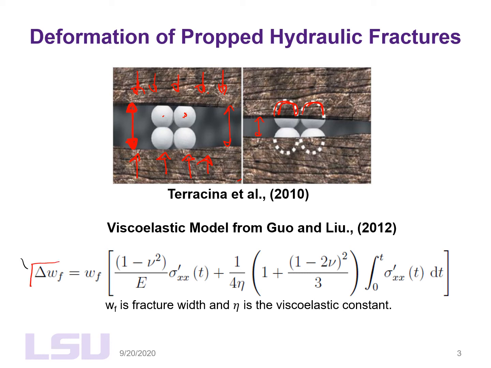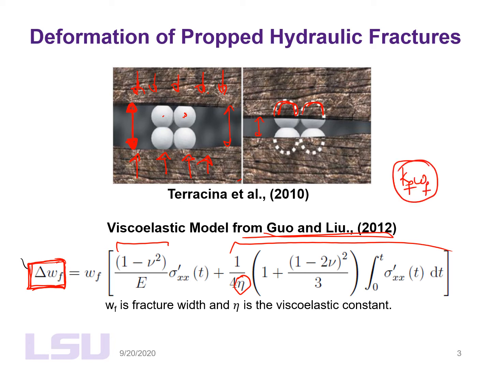And this is the model I implemented for how the fracture width, which is called fracture aperture, changes with time. This is the elastic part, this is the viscoelastic part, controlled by this viscoelastic constant. And from the change in fracture width, we can estimate the change in fracture aperture. And fracture aperture times fracture permeability is your fracture conductivity. So as this fracture width reduces, fracture conductivity decreases, and that will affect your production.